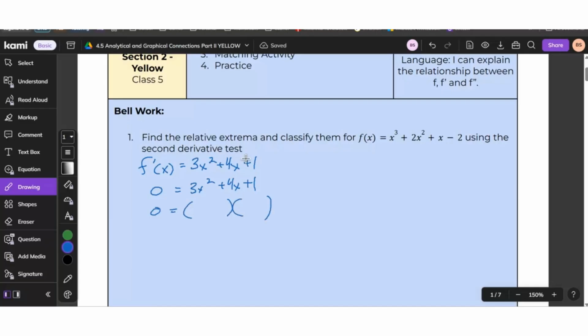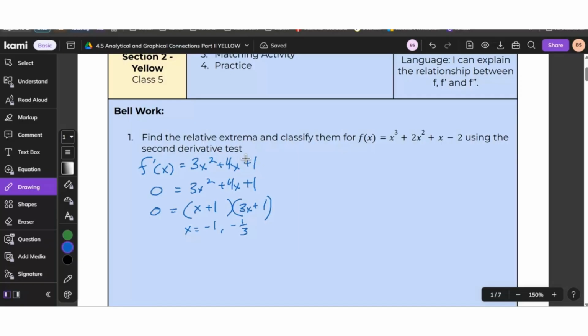Okay. So it's going to be multiplying to 3, adding to 4. What two numbers? 3 and 1. So it's going to be x plus 1, 3x plus 1. Is that right? Yes. Okay, good. That was a pain. All right, so that means that my solutions are going to be when x is -1 or -1/3.